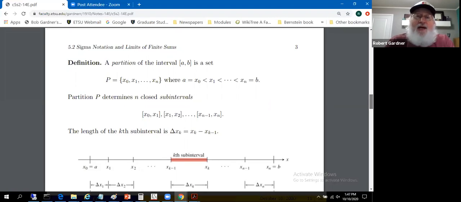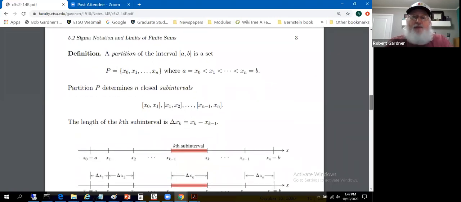So with an eye towards area under functions, that's the reason we're doing this, a partition of the interval from A to B is a set of the form x sub 0, x1 through x sub n, where a equals x sub 0, the first indexed x value, b equals the last one, x sub n, and they come in the order that's indicated, x0 less than x1 less than up through x sub n. So they're all different for one thing.